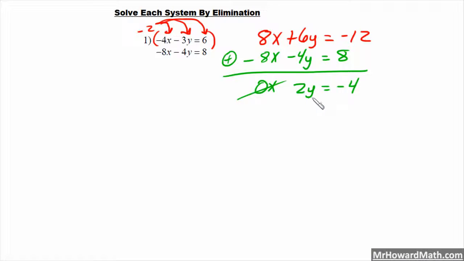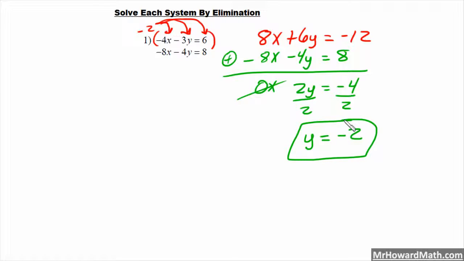So now I have a simple equation. 2y equals negative 4. I have one variable and one equation, so I can solve that. So I divide by 2, and I find that my y value is negative 2. So what we are saying is the y coordinate of the solution to this system is negative 2. So now that I know that y is negative 2, I can substitute that into either of the equations I have and then solve for x.